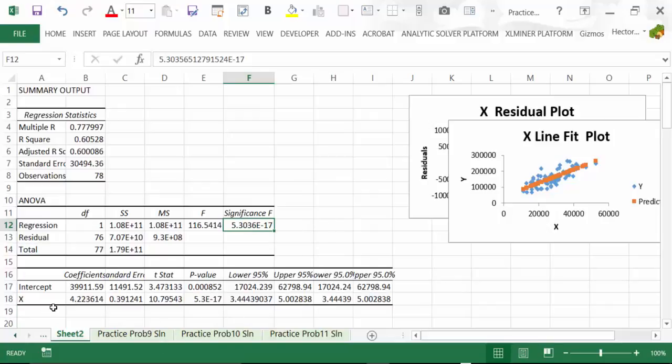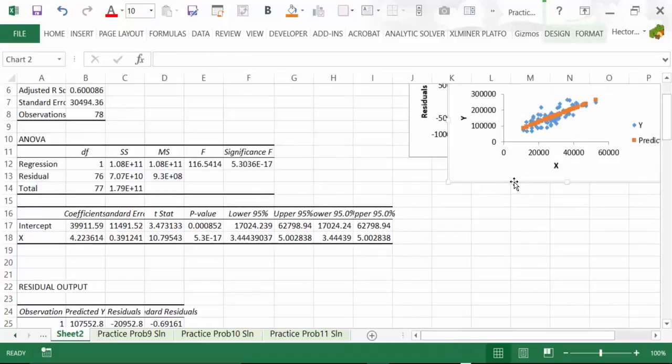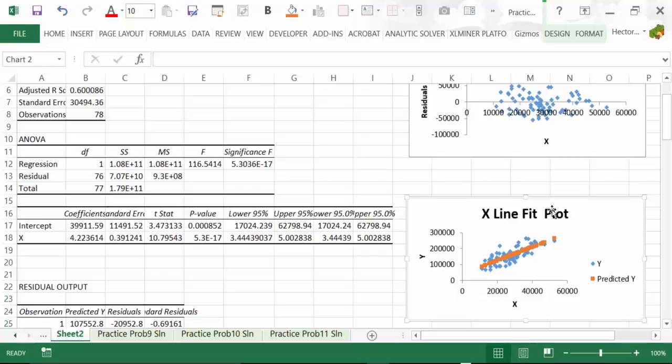Also, the single variable that we have here is significant because its value is very, very small. This is like a p-value. It is a p-value, and it's very small, smaller than alpha. So the use of X is significant in the creation of this regression. Here is our plot. We can see the data is a pretty good fit.